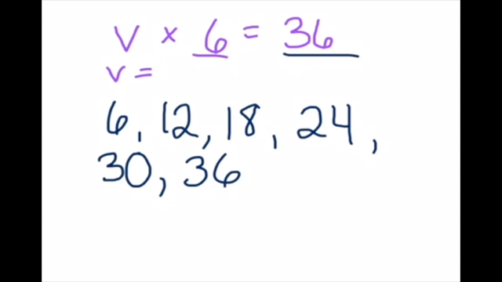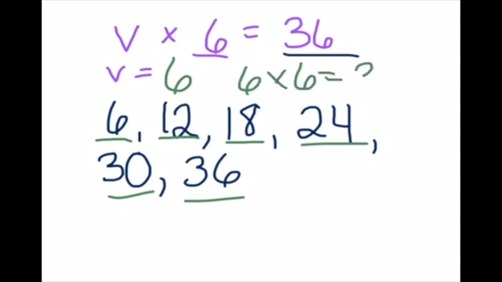So how many times did we count by sixes? 1, 2, 3, 4, 5, 6. V equals 6 because 6 times 6 is 36. So let's try some more, and we're also going to be trying this with division.